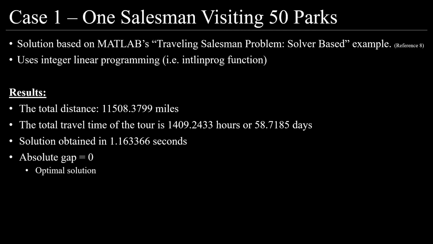For case one, with one salesman visiting 50 parks, this is based off MATLAB's traveling salesman problem example script, which uses integer linear programming. The results from this case are a distance of 11,508 miles and a total travel time of just under 59 days. The solution was obtained in just over 1 second with an absolute gap of 0, indicating an optimal solution.